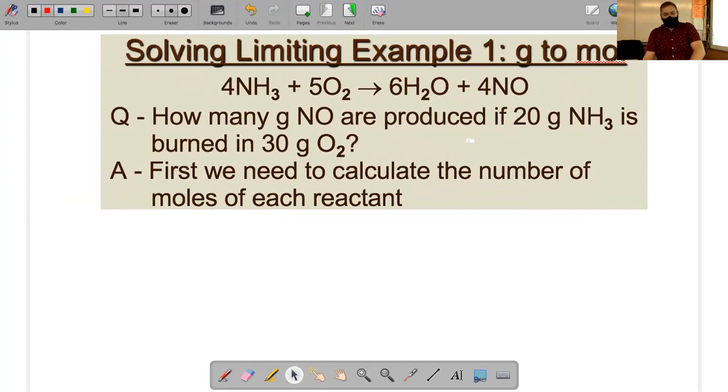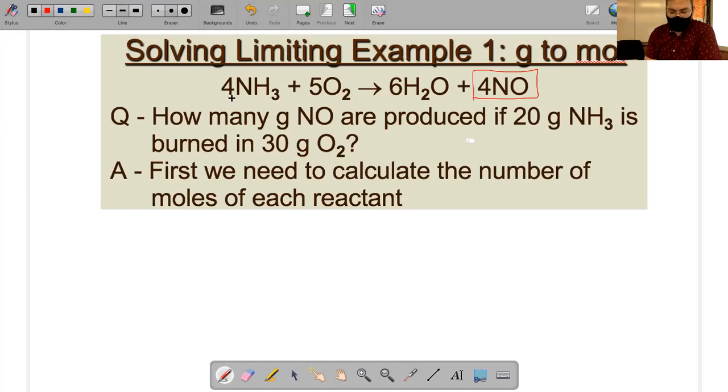All right, so here's that same chemical equation that we used whenever we did quantities. This equation says that to make the reaction happen, you have 4 moles of ammonia, 5 moles of oxygen gas, which get you 6 moles of H2O and 4 NOs. The question is, how much of this NO are we going to make if we have 20 grams of ammonia and 30 grams of oxygen?